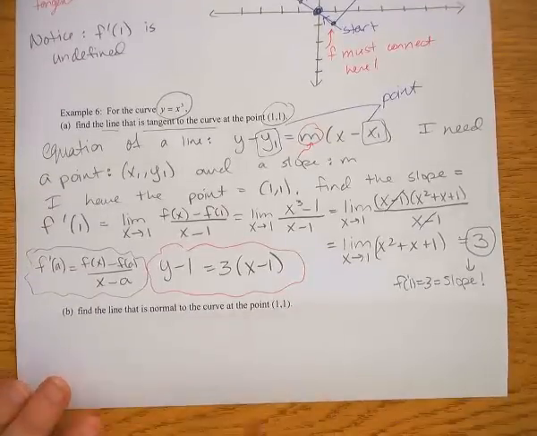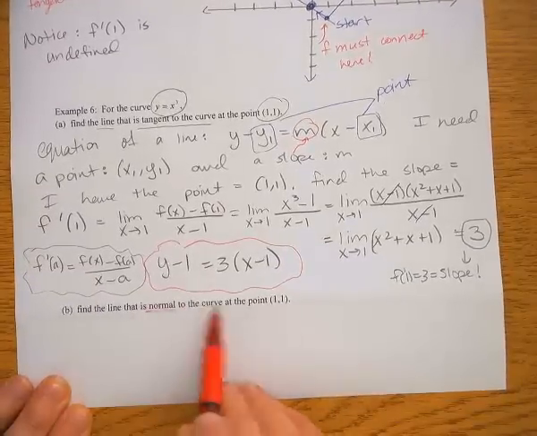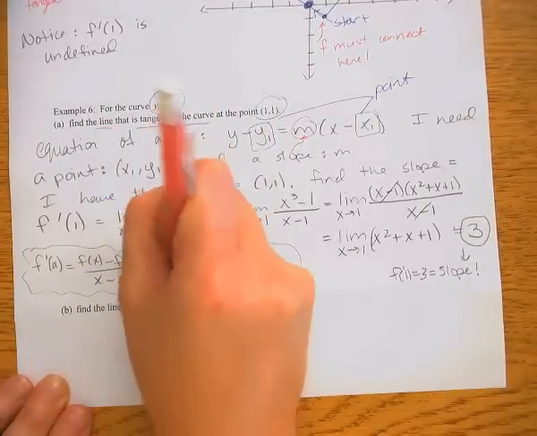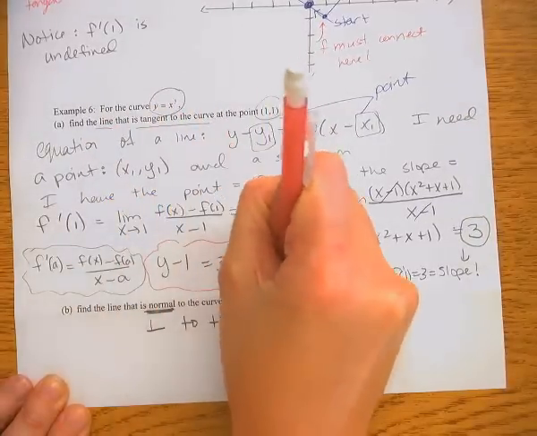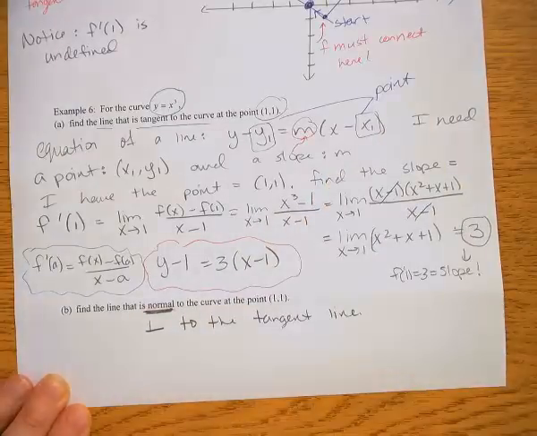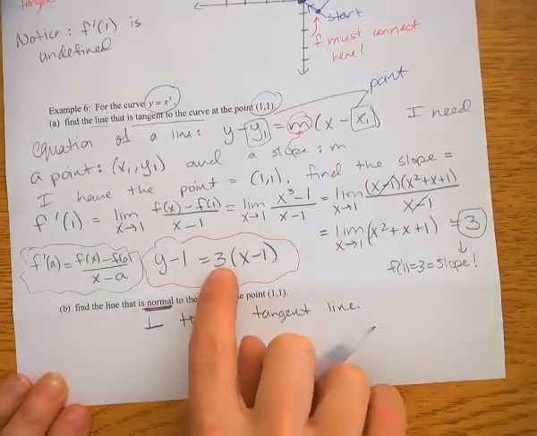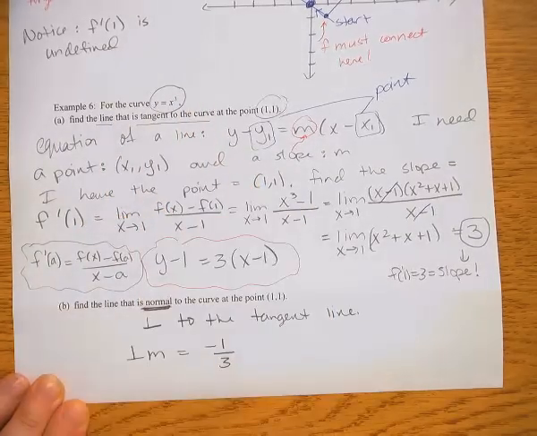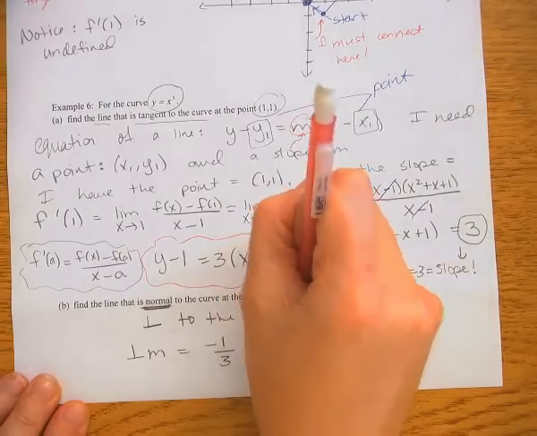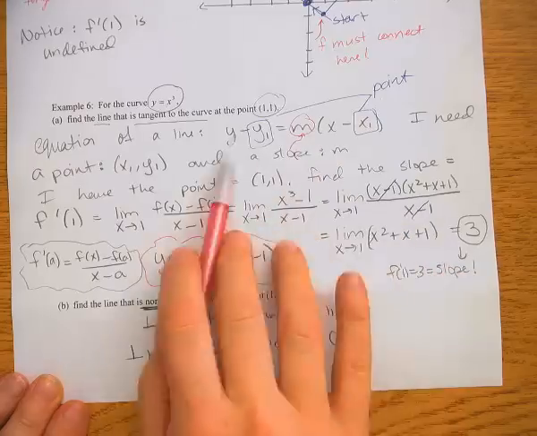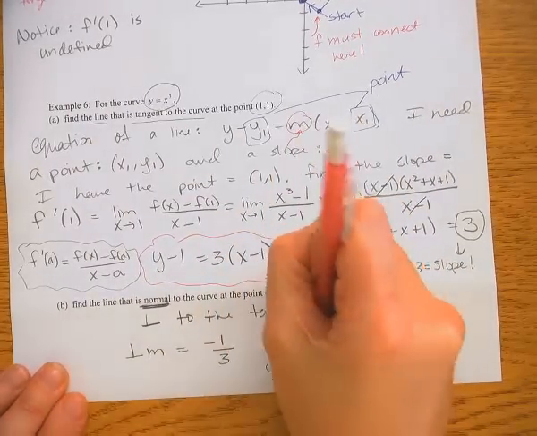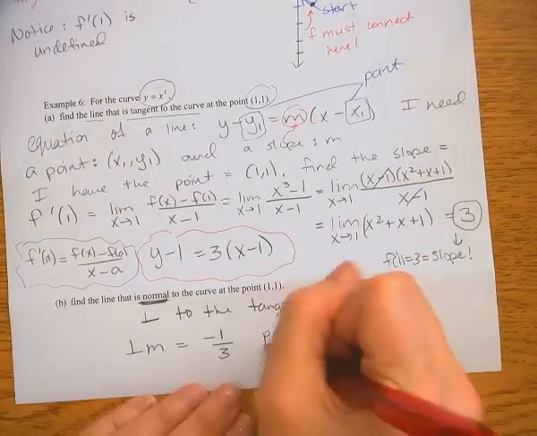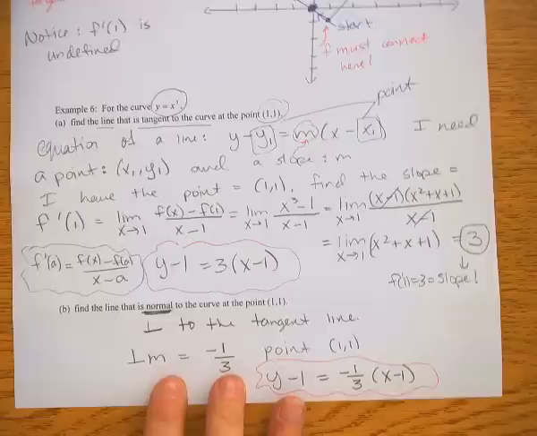The last part asks us to find the line that is normal to the curve at the same point. All you need to know is that normal means perpendicular to the tangent line. And to find a perpendicular slope, you basically just flip the regular slope and change the sign. So the perpendicular slope would be -1/3. And the point is still the same. And using the same formula here, I just do y minus 1 equals -1/3 times x minus 1. And that would be the equation of your normal line.